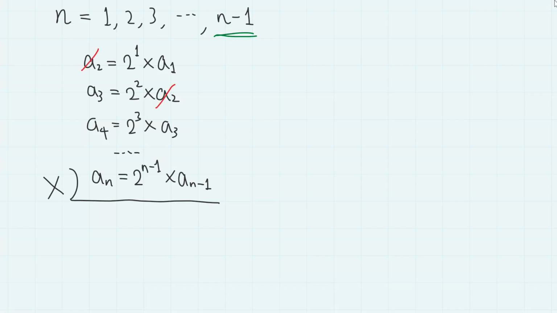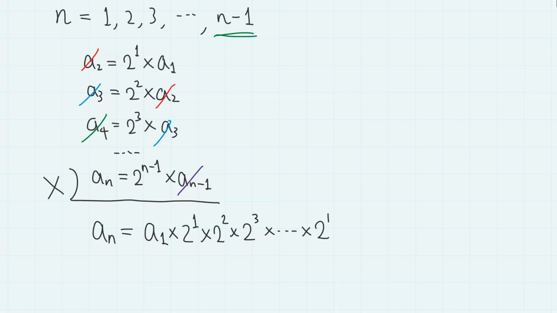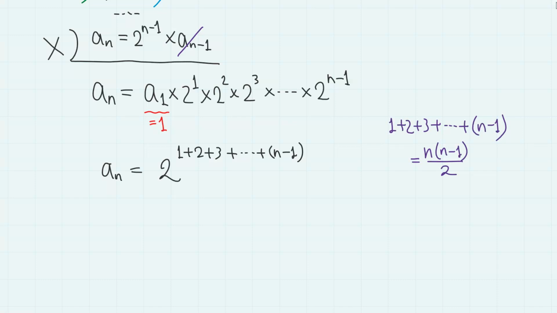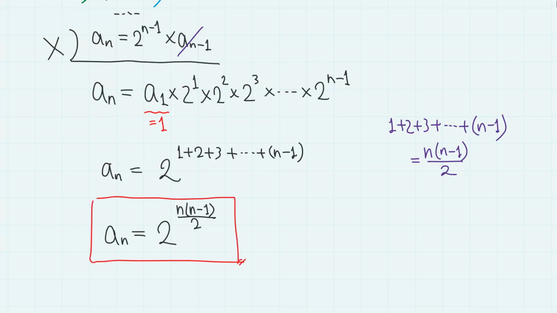Then as you can see, a_2 cancels out, a_3 cancels out, a_4 cancels out, and so on, and a_{n-1} cancels out. So we have a_n equals a_1 times 2 to the power of 1 times 2 to the power of 2 times 2 to the power of 3, and so on, times 2 to the power of n minus 1. Here a_1 equals 1, so we have a_n equals 2 to the power of 1 plus 2 plus 3 plus all the way up to n minus 1. Using the formula for the sum of natural numbers, we have a_n equals 2 to the power of n(n-1)/2. And this is the answer.